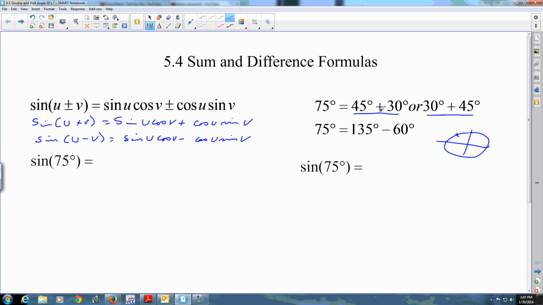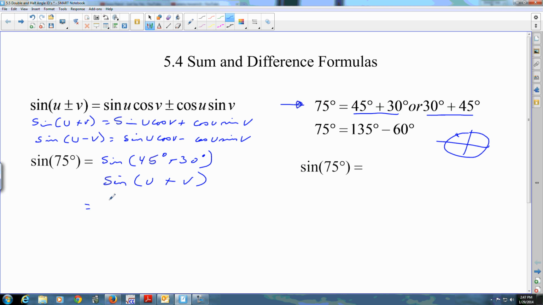So first one, it really doesn't matter which one of these I pick. And if you want, I can show you both ways. Sine of 75 is the same thing as sine of 45 plus 30. So that's this top pattern. And the pattern goes sine u plus v. 45 is u, 30 is v. And this is the pattern. You're just going to fill in the u and the v wherever they go.